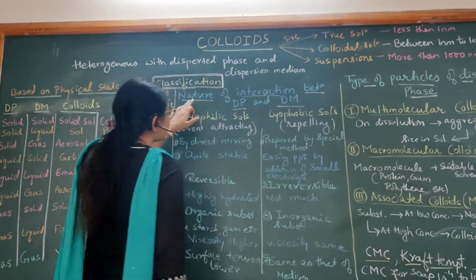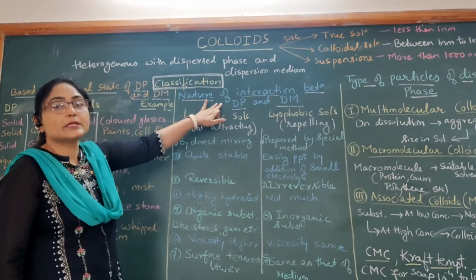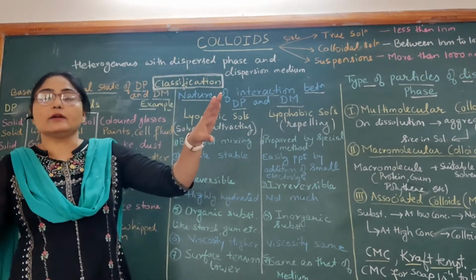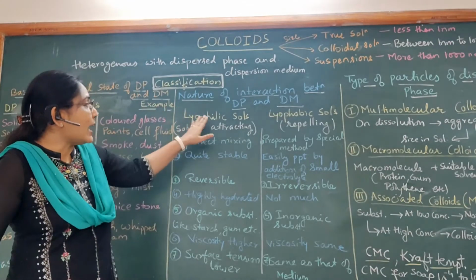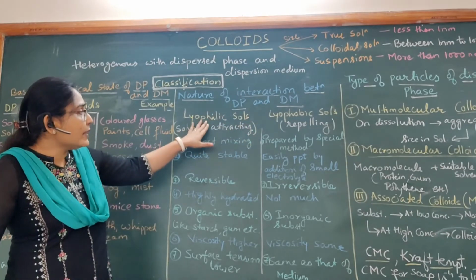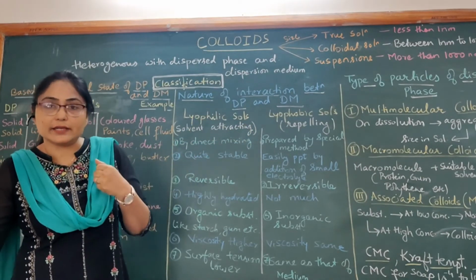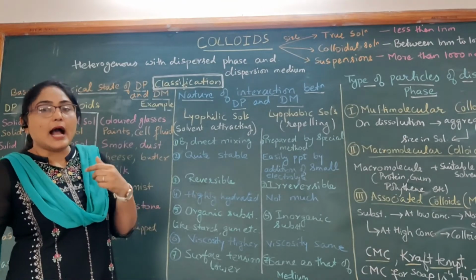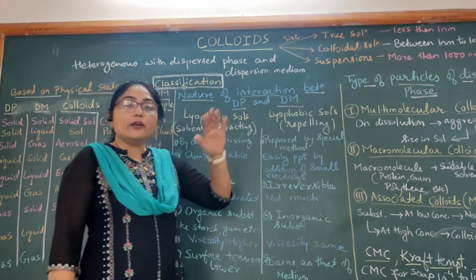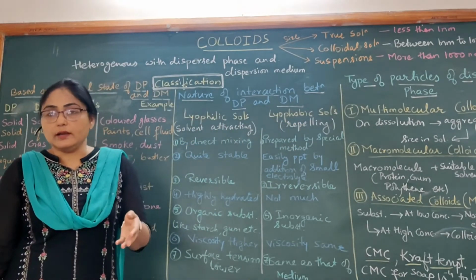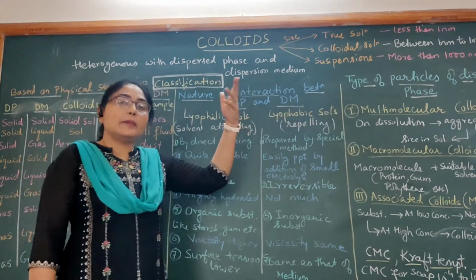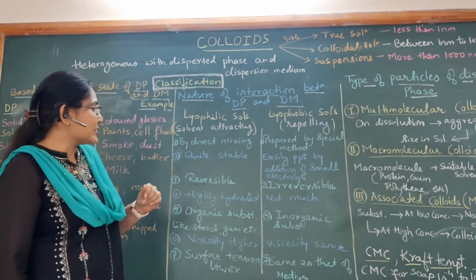Then the second classification is the nature of interaction between dispersed phase and dispersion medium. On this basis, we can divide colloids into two types. One is lyophilic sols and another is lyophobic sols. Lyophilic sols are solvent attracting. Lyophobic sols are solvent repelling. If the solvent that we are using is water, then it is known as hydrophilic or hydrophobic. So it depends on the solvent being discussed.